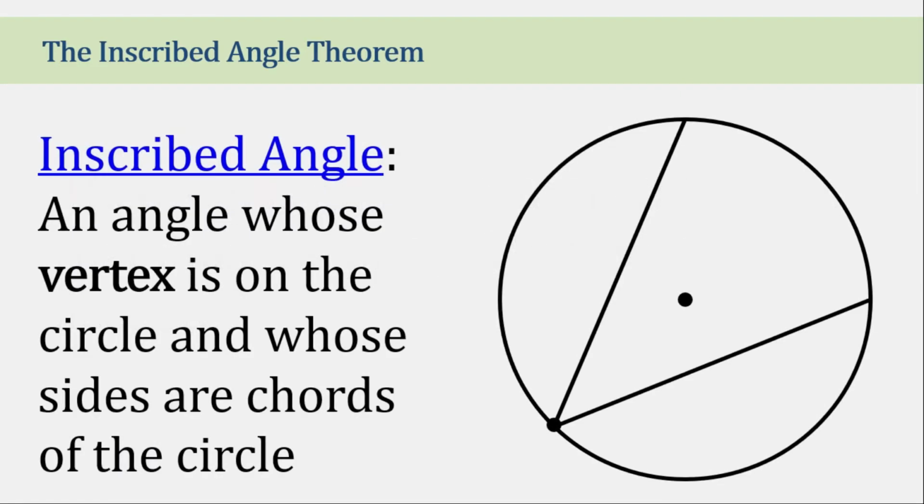So the inscribed angle is an angle whose vertex is on the circle and whose sides are chords of the circle. Meaning, in the illustration, the vertex of this angle should be a point on the circle, and the sides of the angle should be chords of the circle. So in this case, this is an example of an inscribed angle. And where the sides intersect with the circle, this is the intercepted arc.